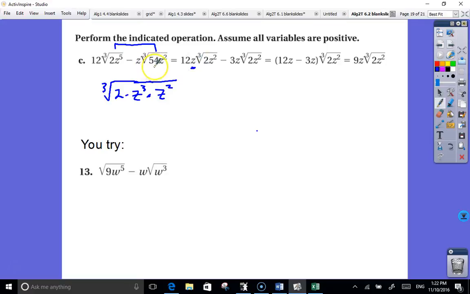This second one, we've dealt with this already. The cubed root of 54z squared, well, the cubed root of 54, we did this one before. That was 3 times the cubed root of 2. So that's where this 3 comes from. It already had a z outside the radical, but didn't have that 3. And now what's left inside? 2z squared. So now we do have like radicals. So again, how do you subtract like radicals? By subtracting the coefficients. There was a 12z in front of this one and a 3z here. 12z minus 3z is 9z.